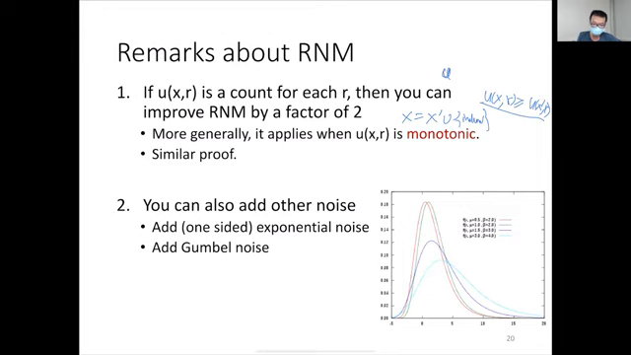Another thing is that you can add noise other than the Laplace noise. For instance, you can add one-sided exponential noise. Again, Laplace noise is a two-sided exponential noise. You can also add the so-called Gumbel noise, which looks like what Wikipedia shows in this figure. And the interesting observation that I'm not going to talk about is that the Gumbel noise version of report noisy max is equivalent to the exponential mechanism.